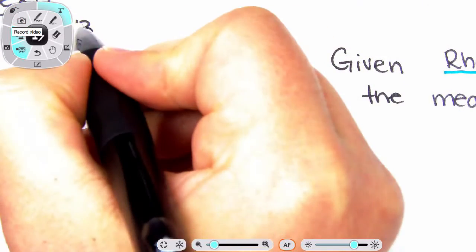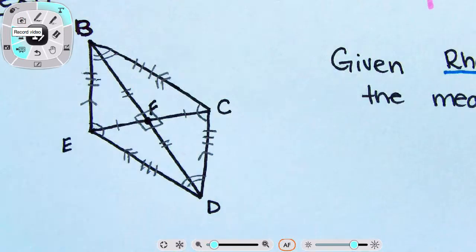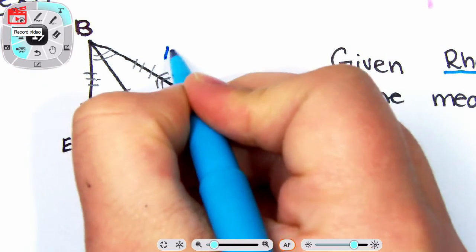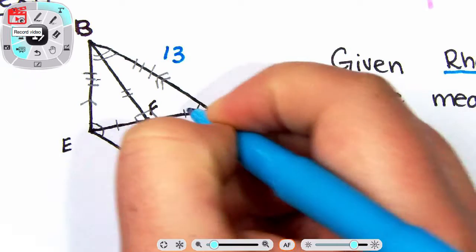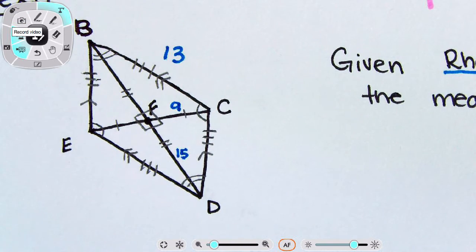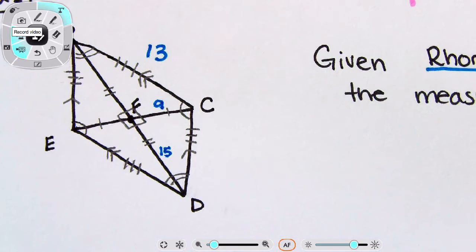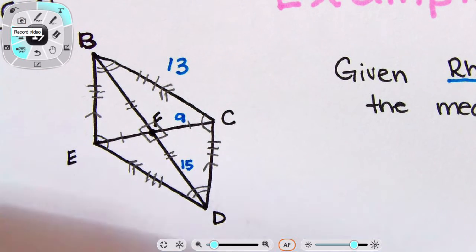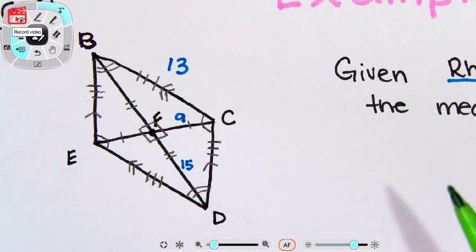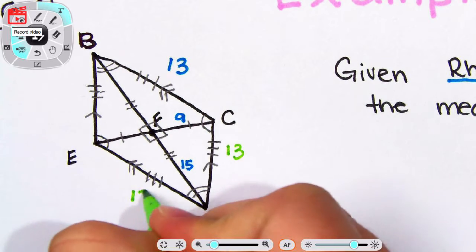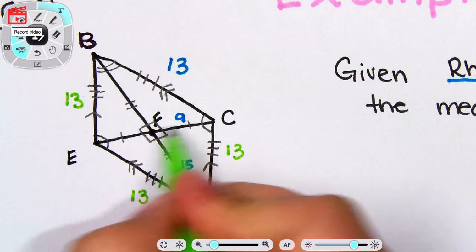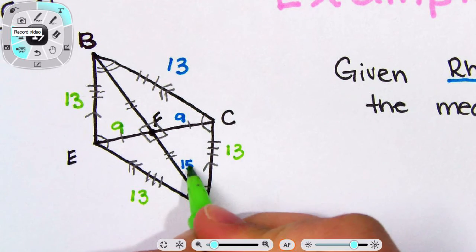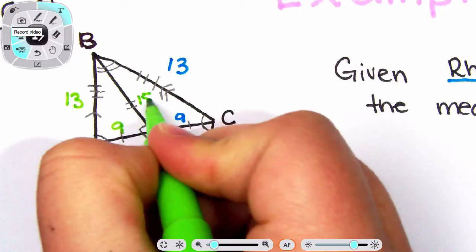This B is bothering me, so let's make sure that looks like a B. Let's say this side is 13. Let's say this side is 15. Let's say this side is 9. So if we have these three measures, I'm going to choose a different color and we can label. If this side right here is 13, that means all sides are the same measure, so all of them are also 13. If this side is 9, that means this side is 9. If this side is 15, that means this side is 15.